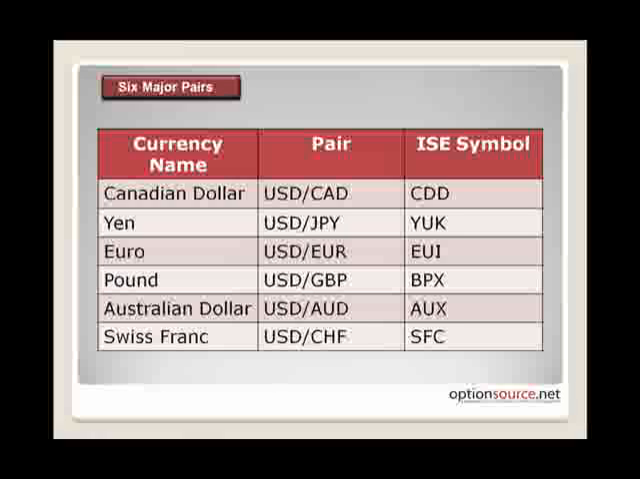The ISE offers 6 major currency pairs, each using the US dollar as the base currency. You can trade your views on the US dollar versus the Canadian dollar, the yen, the euro, the pound, the Aussie dollar, and the Swiss franc. The pair values are tracked under the following symbols. For the US versus the Canadian dollar, CDD; US dollar versus Japanese yen, YUK; US dollar versus euro, EUI; US dollar versus Great British pound, BPX; US dollar versus Aussie dollar, AUX; US dollar versus Swiss franc, SFC.